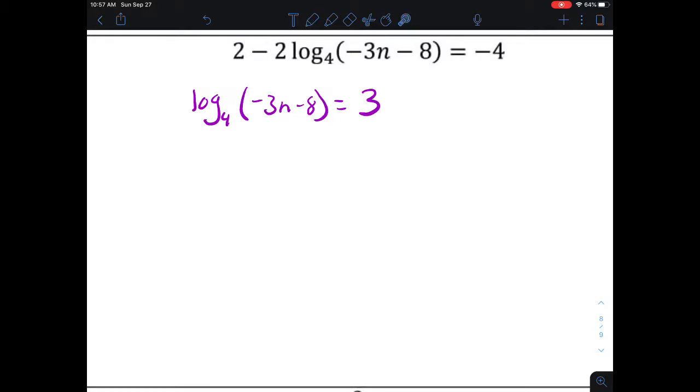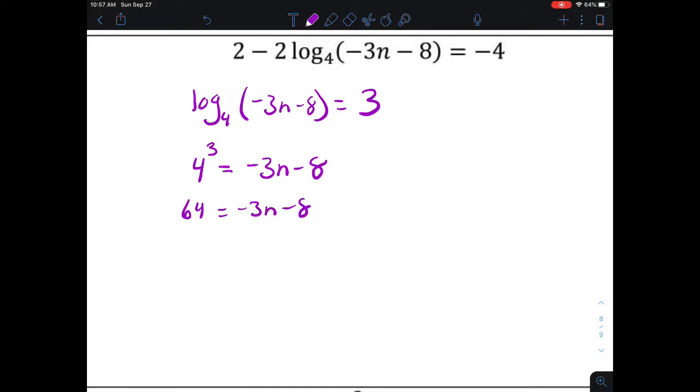So from here, in order to solve this, I have to write this without having a logarithm on the left-hand side. So I have to write it as this exponential inverse. I take the base of the log, I'm going to raise it to this power, so it'd be 4 to the third, and set it equal to what's on the inside. So I'd have 4 to the third power is equal to negative 3n minus 8. Well, 4 to the third is 64.